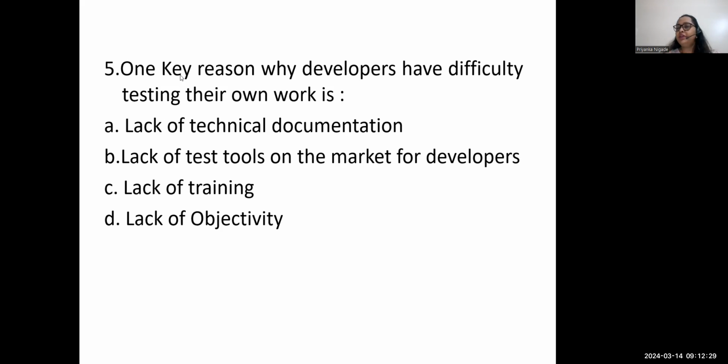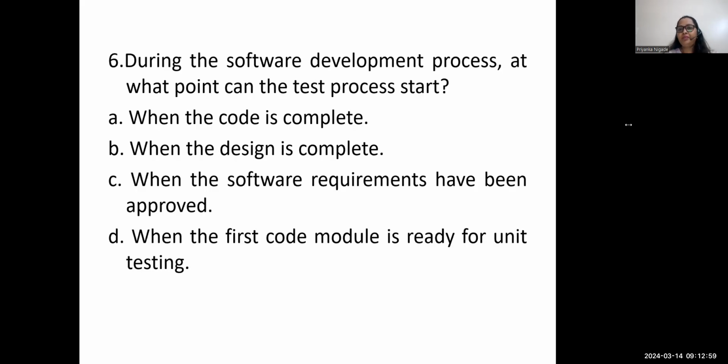Even lack of training is not a correct answer. The correct option is option D, lack of objectivity. Generally, the developer is the only person who is developing that application, so it is quite difficult to identify the problems in that application. Are you understanding? So it's a lack of objectivity, not about documents, not about testing tools. I hope it is clear, right? So in this question, the right answer is lack of objectivity. Okay, try for next.